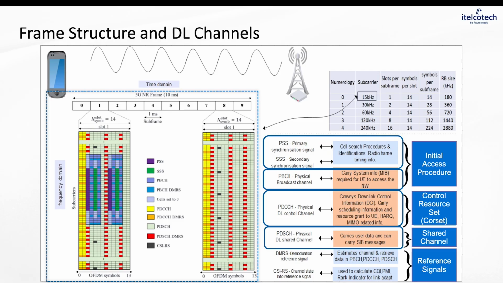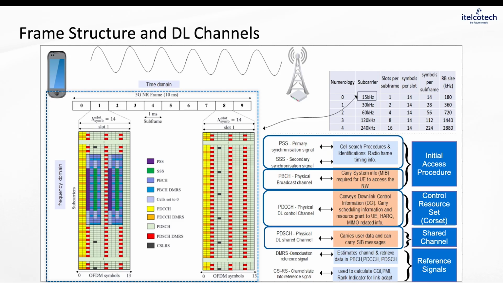We then have the actual data, which is being carried by the PDSCH, which is the physical downlink shared channel. It transmits user data and higher layer signaling. It is highly flexible, occupying dynamically scheduled resource blocks for data. Along with these, there are certain other signals which can be used for reliability and performance of the data transmission.